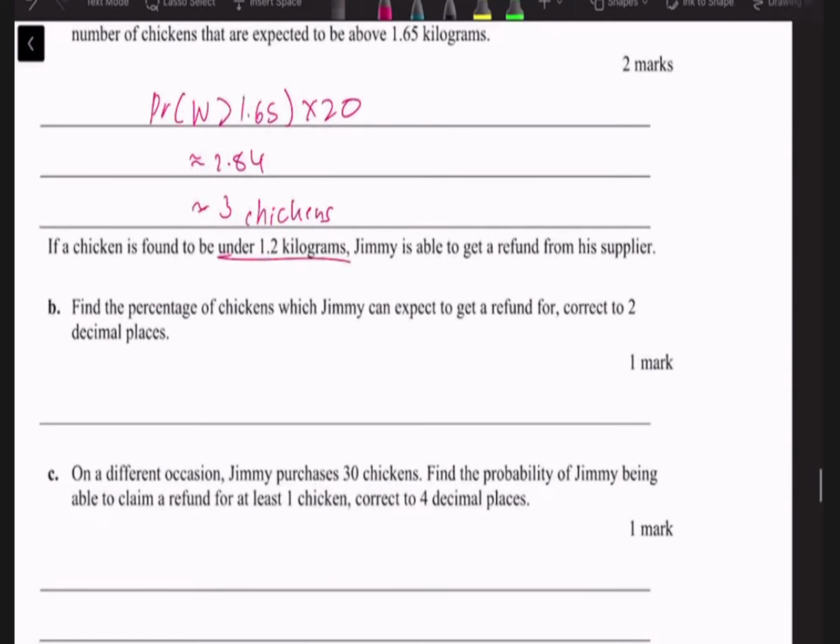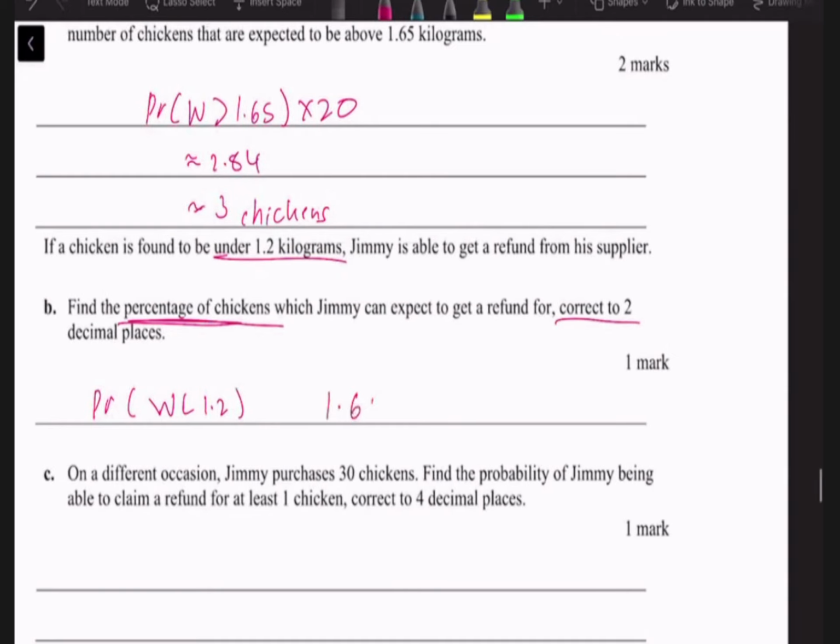Again, if this is under 1.2, you can just do probability that W is less than 1.2. But the thing with this question is that it's asking for a percentage, not just a probability value. So you do have to multiply this value by 100 and round to 2 decimal places. Sorry, that's wrong. But yeah, you just round to 2 decimal places and you get 1.61%. This is 0.061. This one's the answer.